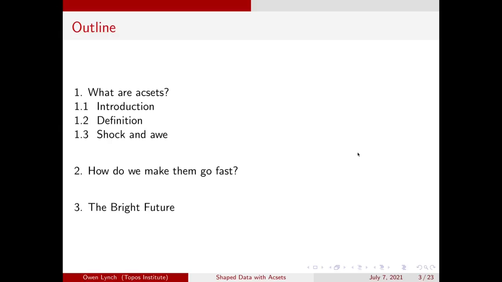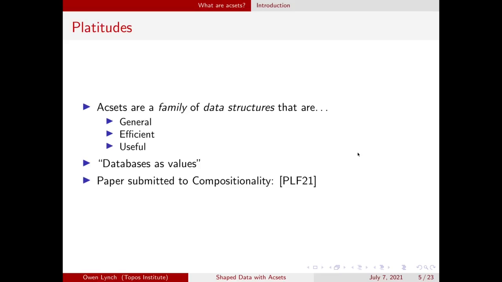The outline of this talk is that first we're going to actually tell you what an Acset is. We're going to do this by sort of building up an example. Then we'll give a formal definition. And finally, we'll try and impress you by showing you a small selection of a much larger menagerie of things that are captured by Acsets. Then we're going to talk a little bit about the implementation. And finally, we're going to talk about the bright future, the possibilities for what will happen with Acsets in the future.